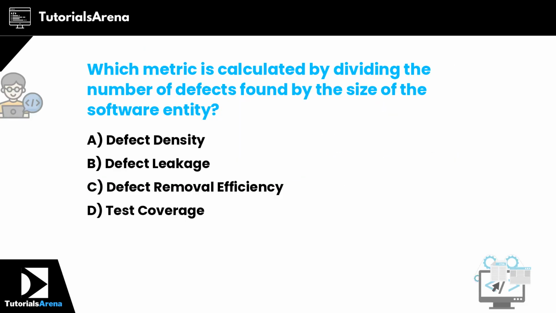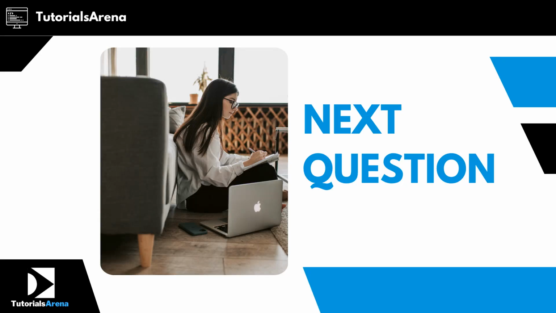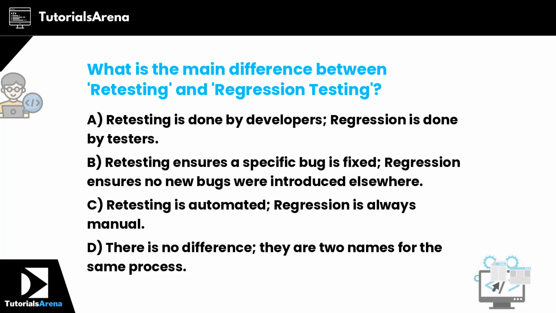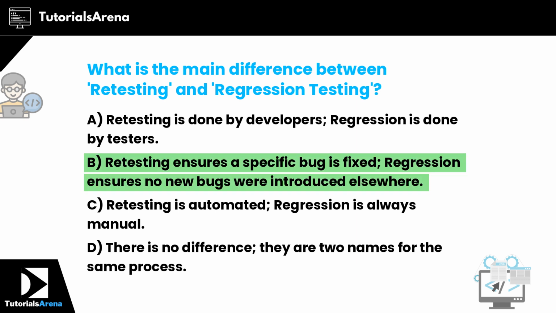Which metric is calculated by dividing the number of defects found by the size of the software entity? The correct answer is option A, defect density. What is the main difference between retesting and regression testing? The correct answer is option B. Retesting ensures a specific bug is fixed. Regression ensures no new bugs were introduced elsewhere.